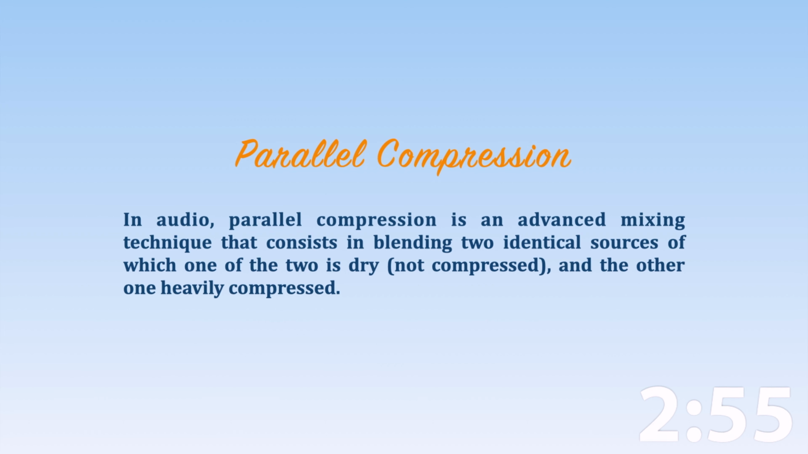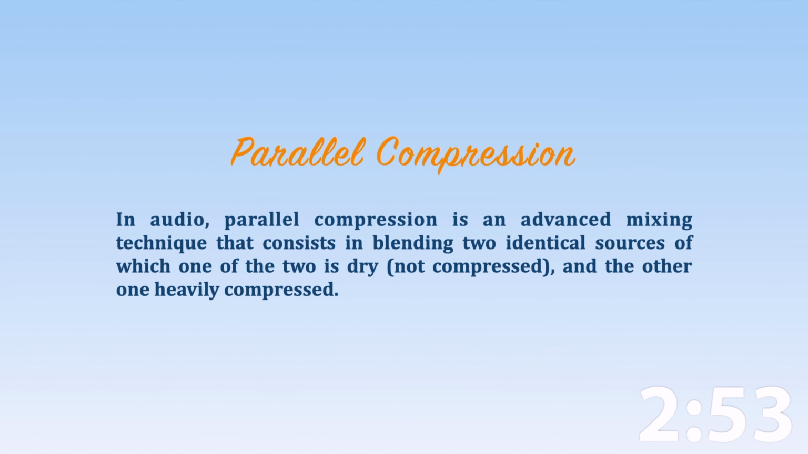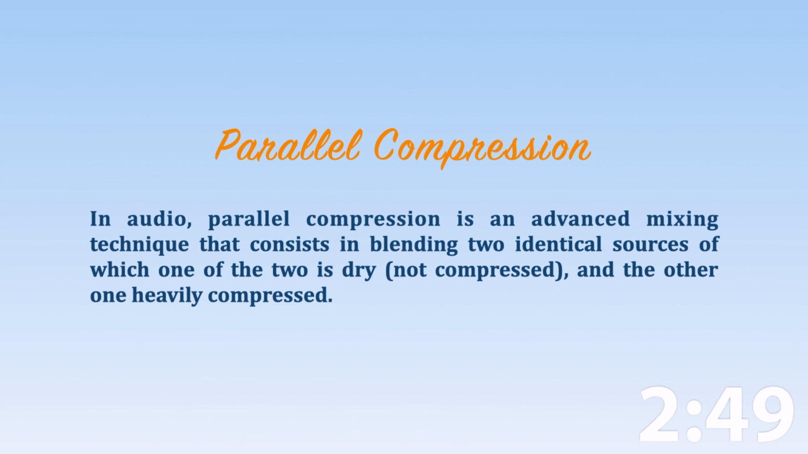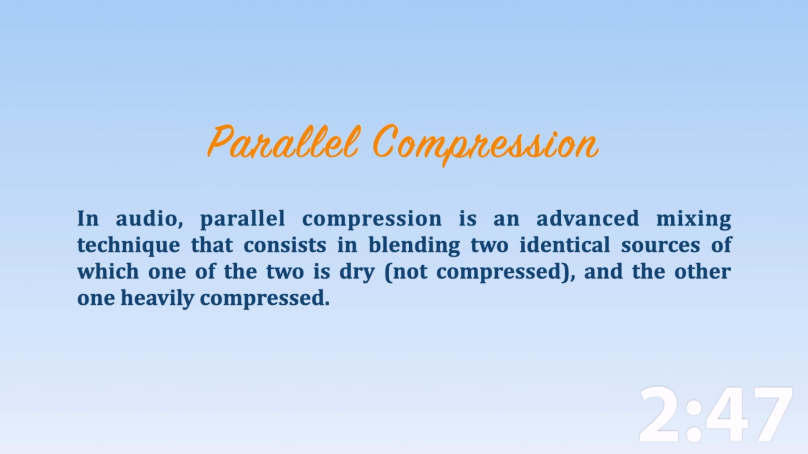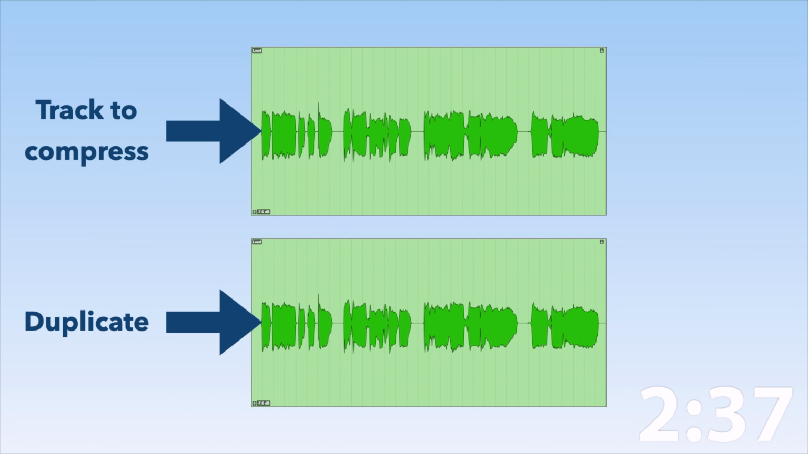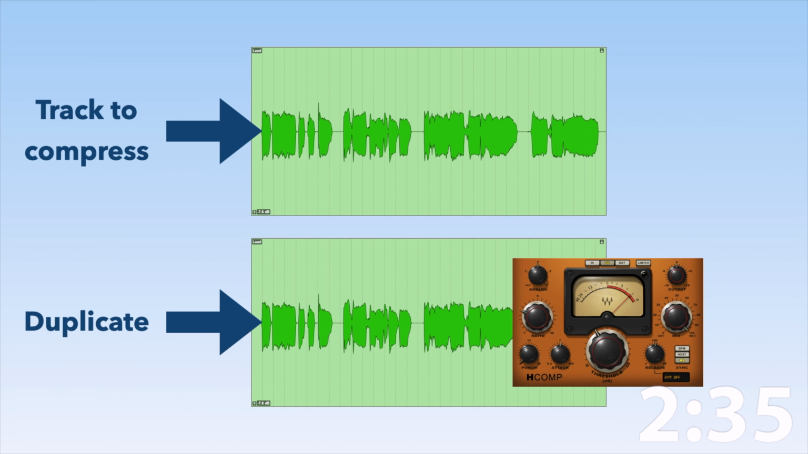Let's start with a simple definition. In audio and especially in music mixing, parallel compression is an advanced mixing technique which consists in blending two identical sources, of which one is dry, or simply not compressed, and the other one heavily compressed, even crushed. In other words, let's say you have a track that you want to compress with parallel compression. In this case, you will not use this audio track in itself to compress it. What you're going to do instead is duplicate this track and compress the new track.